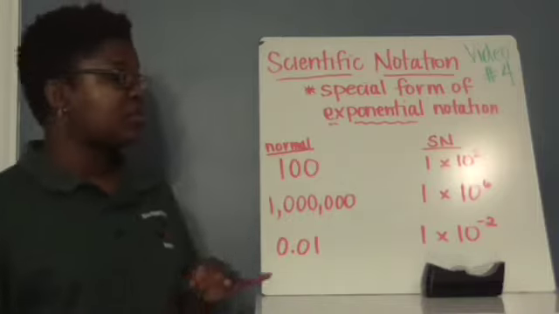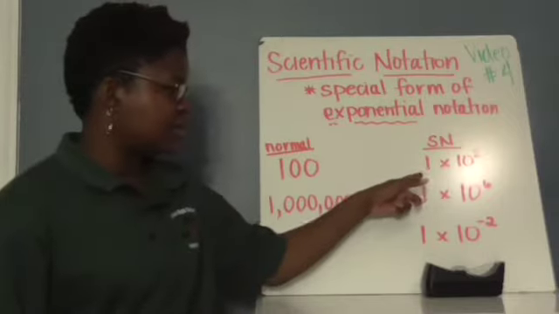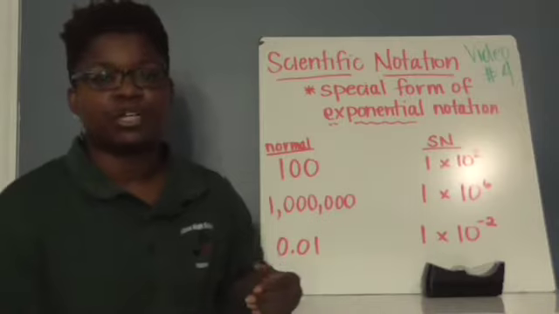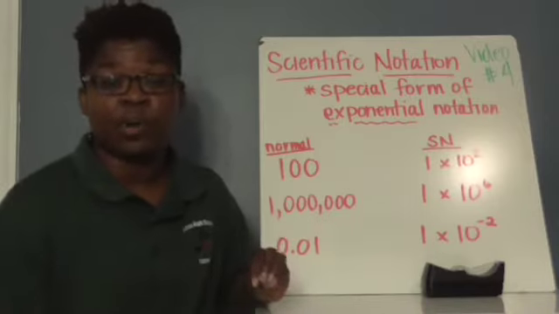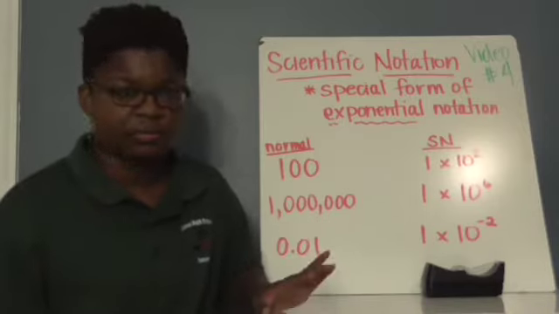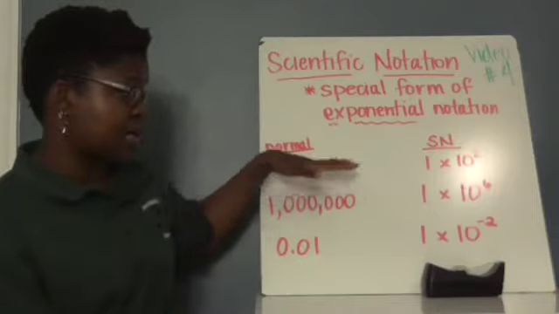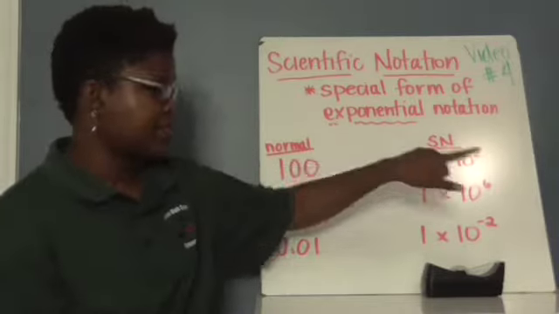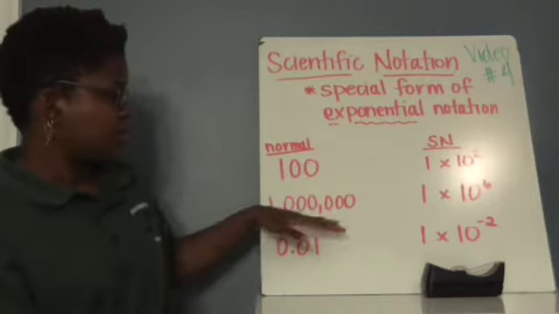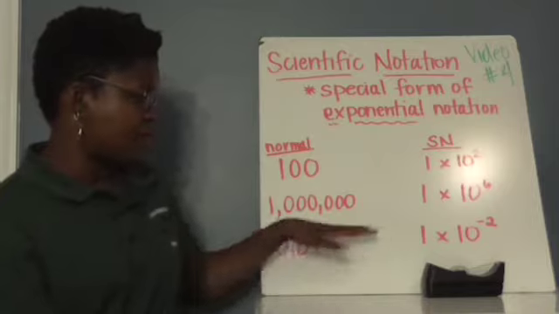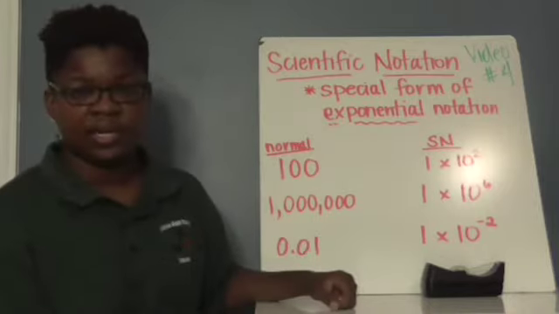But with exponential notation, the amount of digits here can change. With scientific notation, that number is always between 1 and 9.99999. So for instance, 100 could be expressed as 1 times 10 to the second. 1 million is 1 times 10 to the sixth. And 0.01 is expressed as 1 times 10 to the negative second.